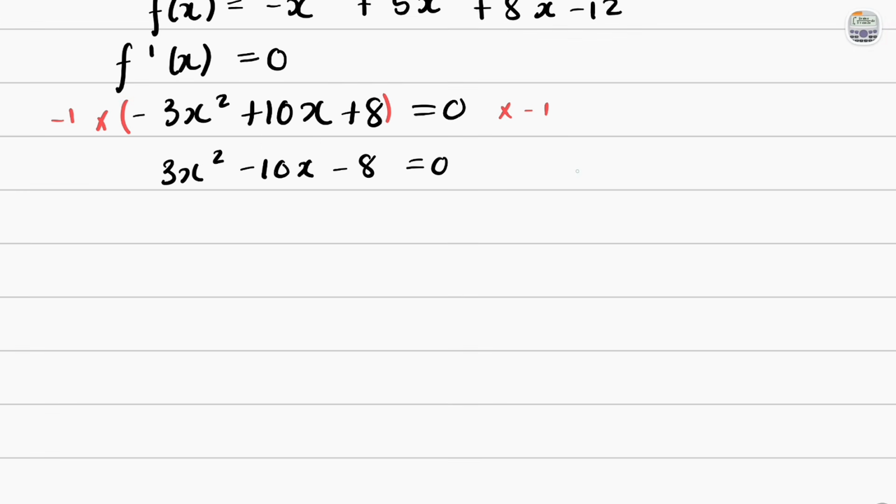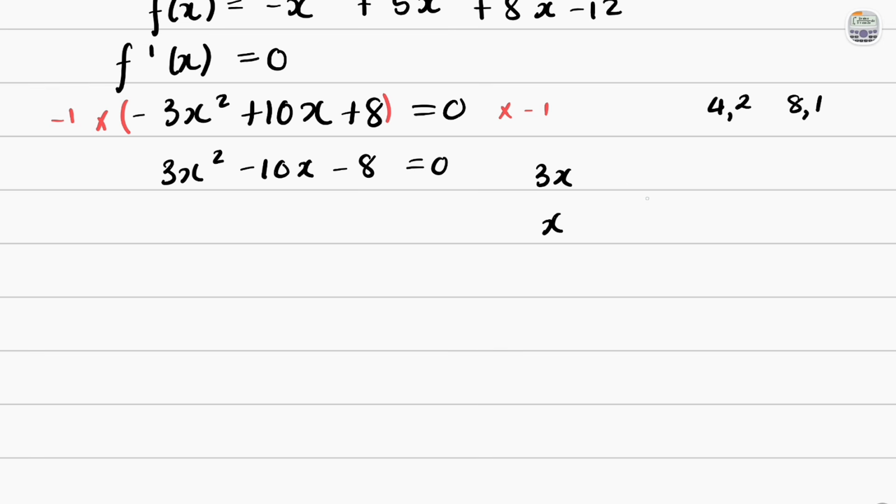Okay, so what times what gives us 3x squared? That's 3x times x. And what times what can give us 8? Well, you could try 4 and 2 or 8 and 1. And let's just see which ones will help to form -10 in the middle. So let's say we tried 4 and 2.